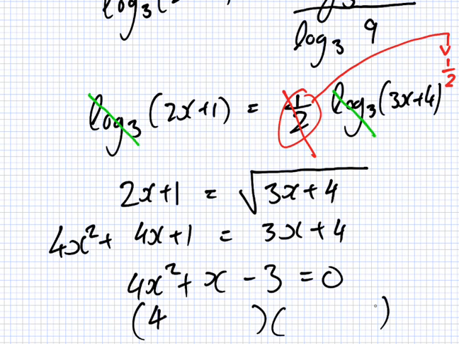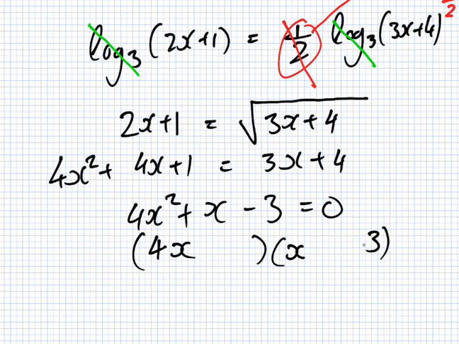Probably a 4 and a 3 like this, I'd say. Maybe not the 3 here, I meant it on the other one, possibly 3 and 1 like this, and then a positive 4 and a negative 3. Yes. So you get x is 3 over 4 or x equals minus 1.